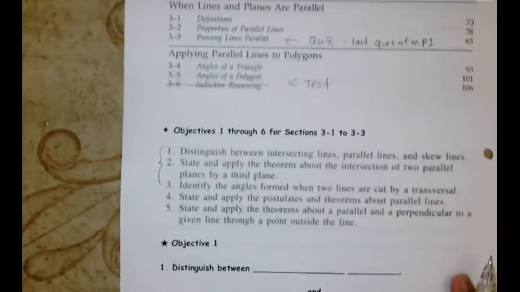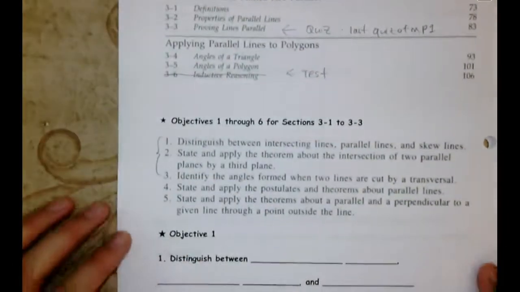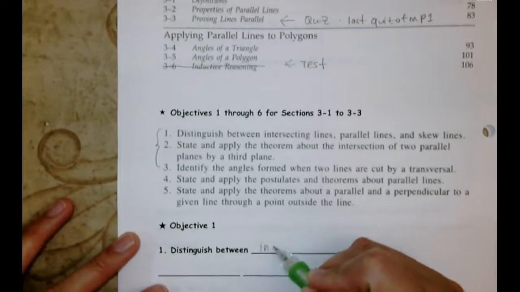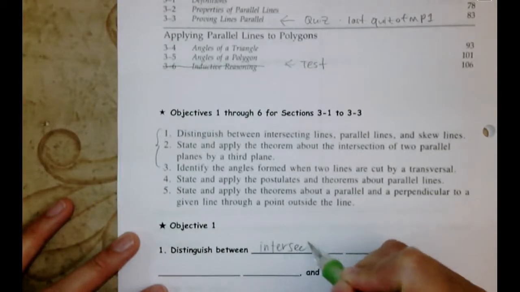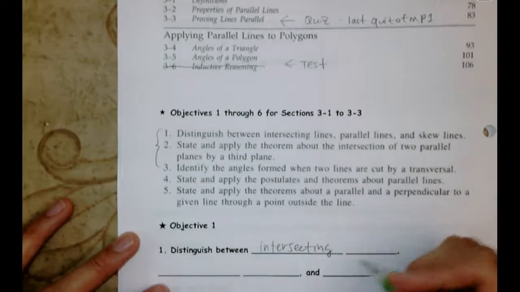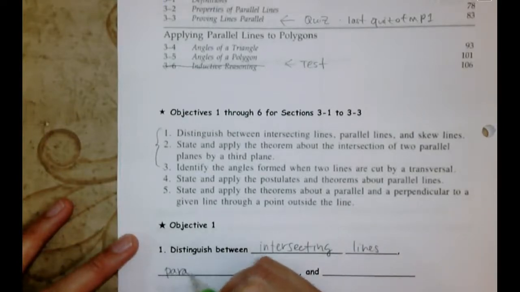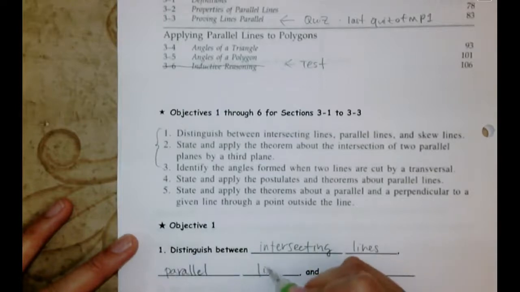Alright, so these are the 3 objectives in this packet. Objective 1 is distinguish between intersecting lines. Make sure you write it down. Intersecting lines, parallel lines, and skew lines.